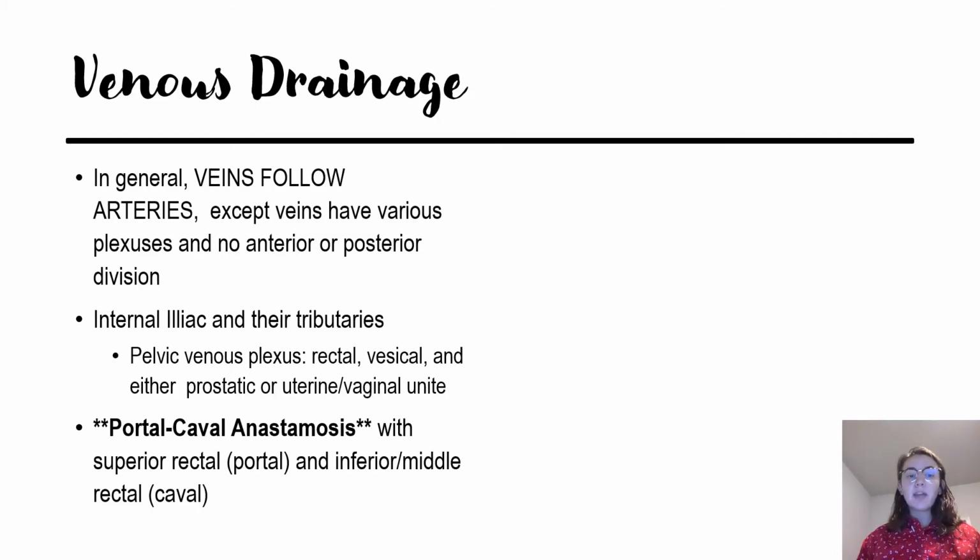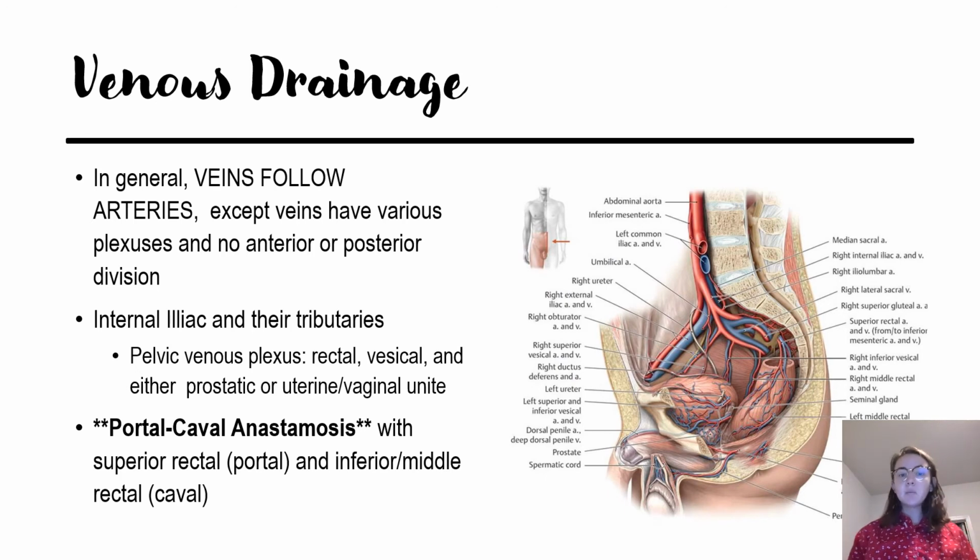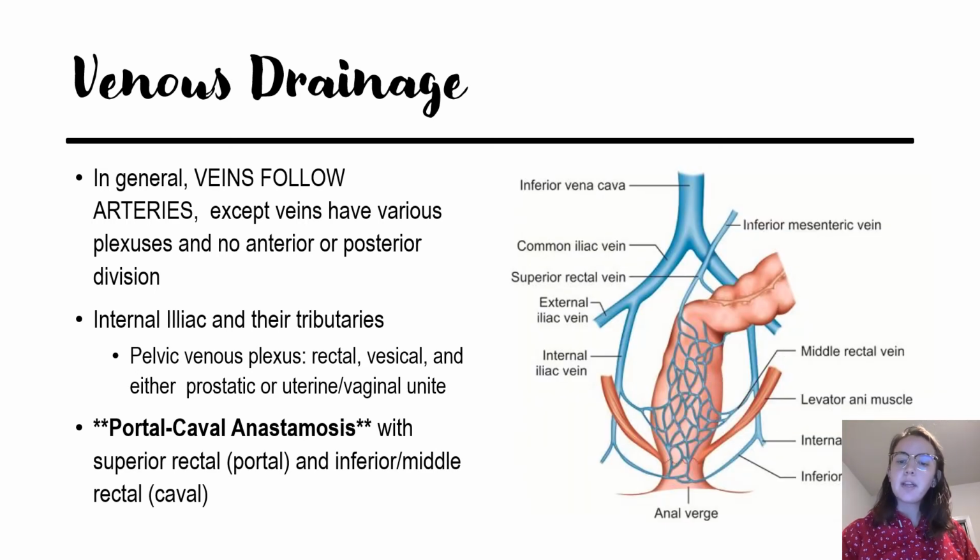So in general, veins follow arteries, except veins have various plexuses and no anterior or posterior division. In the pelvis and perineum, most drainage is going through the internal iliac and their tributaries, and it's important to note where these plexuses lie, including the rectal, the vesical, and then either the prostatic or uterine vaginal. Now these all unite and drain into the internal iliac. Also important to remember the portal caval anastomosis, with the superior rectal portion being the portal contribution and the inferior and middle rectal being the caval contribution.